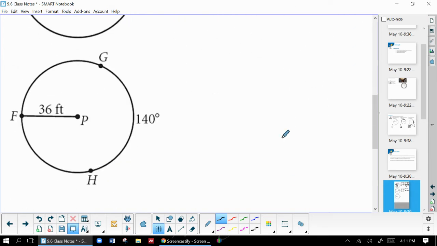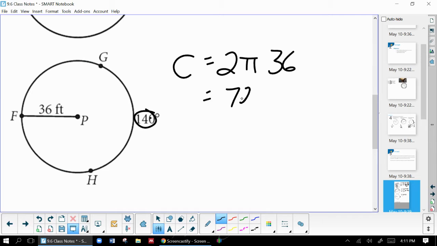Finally, we've got this one here. They went ahead and changed it a little bit. Now it's 140. But first of all, let's find the circumference here. 2 times pi times 36 is 72 pi feet.